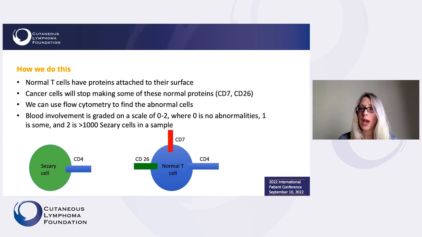If we find no abnormalities, that's a 0. 1 is when there's a limited number of abnormal cells, and 2 is when we see more than 1,000 Sézary cells in a given sample.